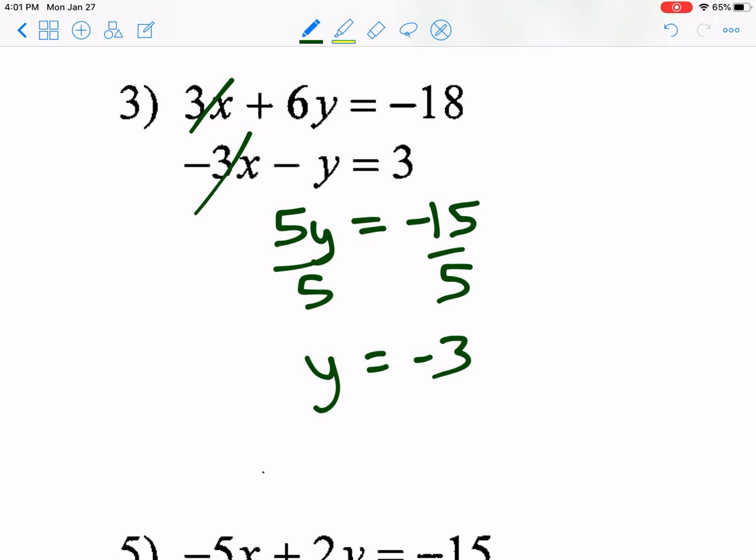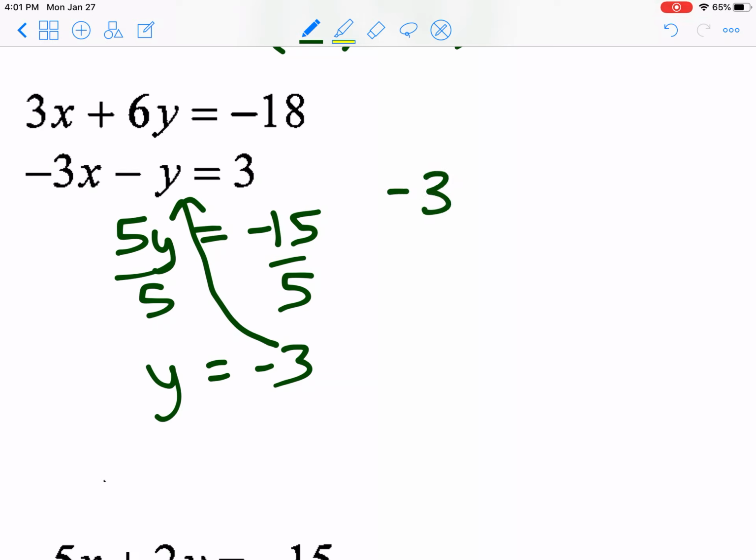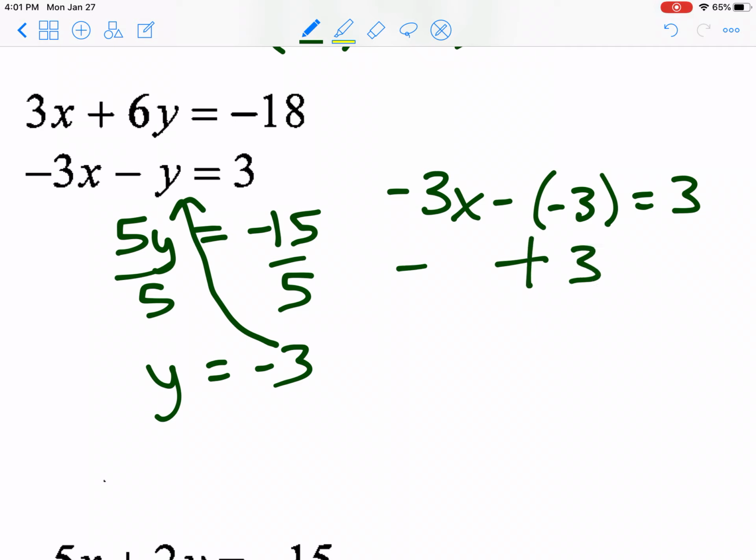Y equals -3. At this point, I can plug this into either of the equations, replace the y with -3, and see what answer I get. I'll use the second equation, but once again, either one is fine. Minus -3 is, minus negative is the same as +3. So we have -3x plus 3 equals 3.